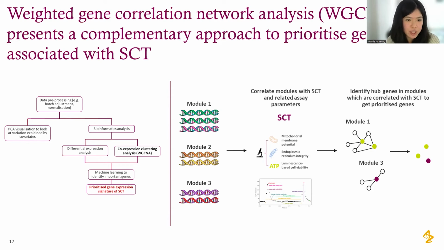The premise of WGCNA is that it clusters the genes in the data set into different clusters or modules based on how correlated their gene expression changes are with each other. So the premise is that if you have 2 genes which are upregulated together or downregulated together, or changing similarly for that matter, then they tend to be representative of a similar functional pathway. So ideally, each of these modules would represent different functional pathways of SCT.